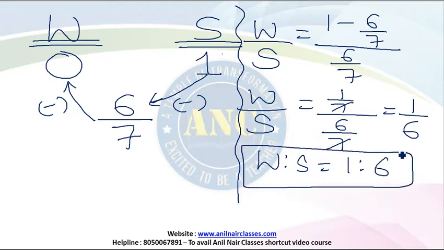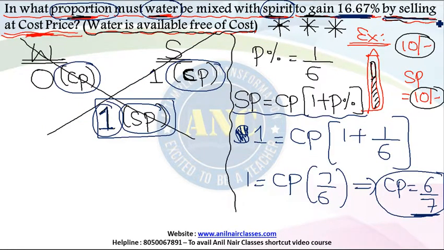If you mix it in the proportion of 1:6, even though you sell the product at the same price at which you purchased, you will still have 16.67 percentage profit. That is the meaning of this question. I hope you are very clear with the logic whatever I am discussing, sir.